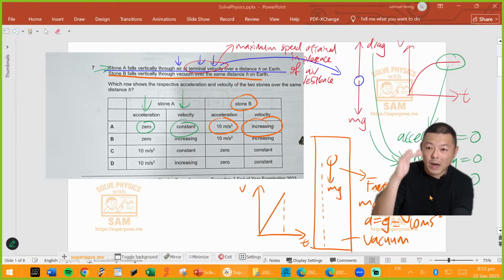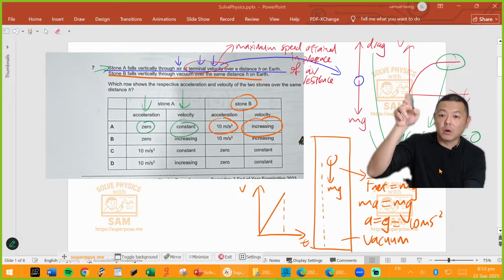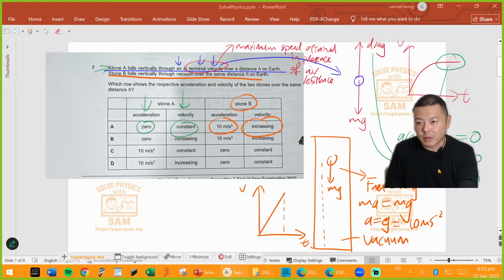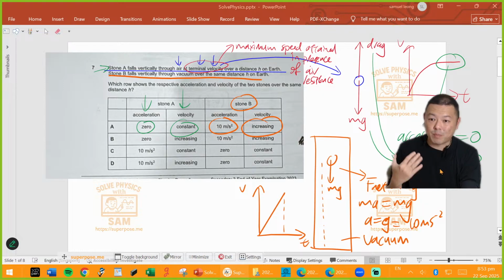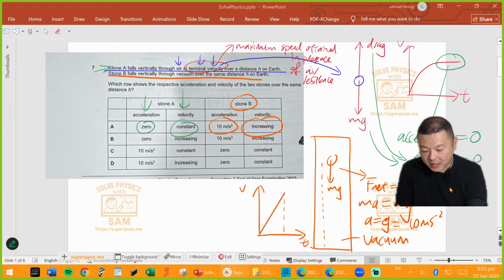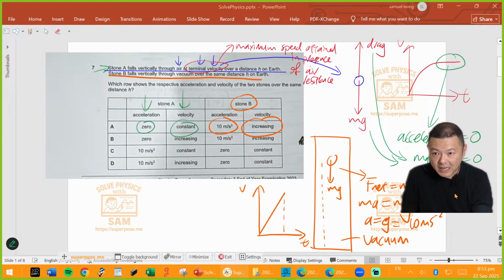There is no one solution where I can tell you, oh, the graph is like that, and you can answer all the questions already. There ain't no way. That's not happening, and that's not gonna happen. Physics is a practice type of subject. The more you practice, the more exposure you gain, you will do better.